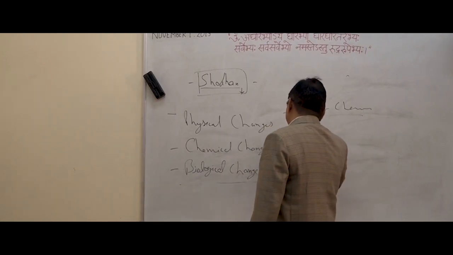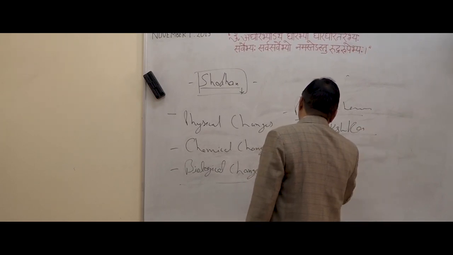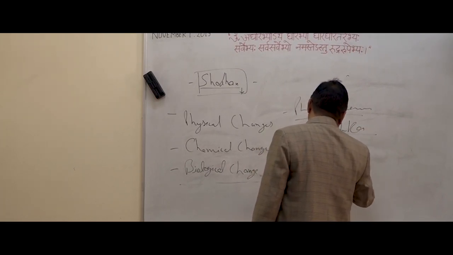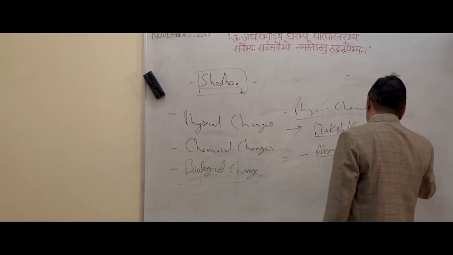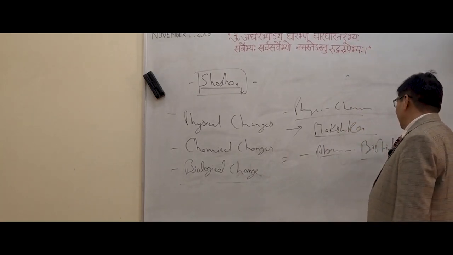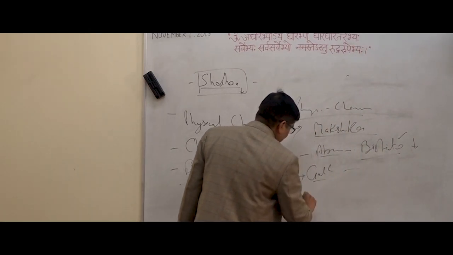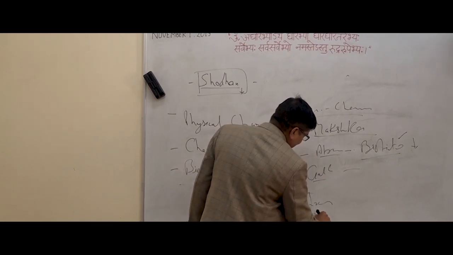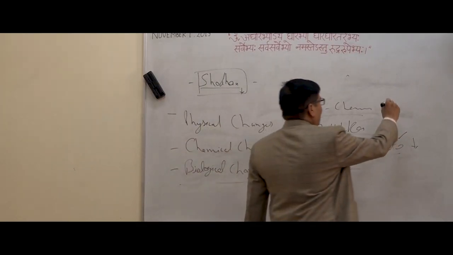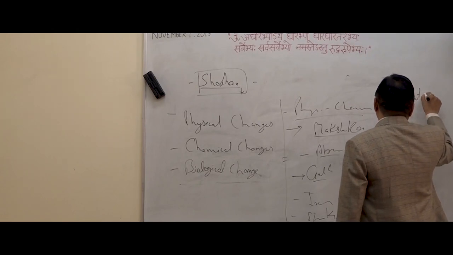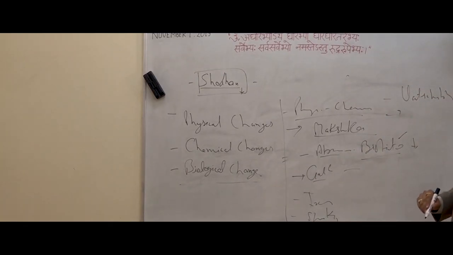So here suppose is a drug Marakit, chalcopyrite, here is the drug Avrak, this is also biotite. Some books write that it is mica. No, it's not true. It is biotite. Suppose here it is gold, suppose here it is iron, suppose here it is sulfur, and of course we should go for some poisonous plant material. Here it is Vatsanav, or Nuxvomica, or the Bhallataka.